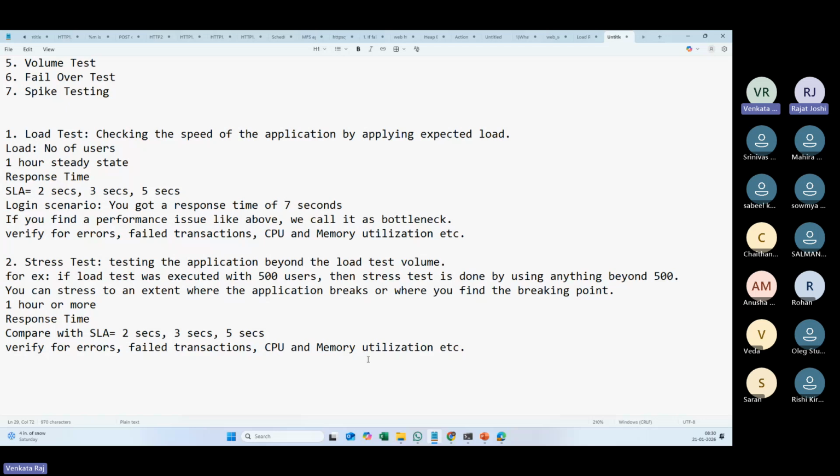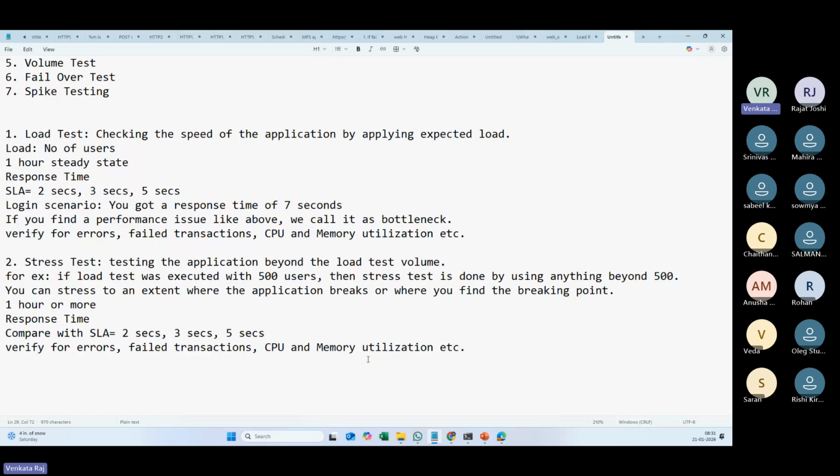Yeah, go ahead. I'm saying that, for example, here we are doing a load test with, say, 100 users. So do we need to ask the client what number of users we are going to use for the stress test, or should we stress it till the point we observe errors and performance issues? Like, how do we decide? Is it up to the client, or do we need to stress it beyond anything till the application breaks?